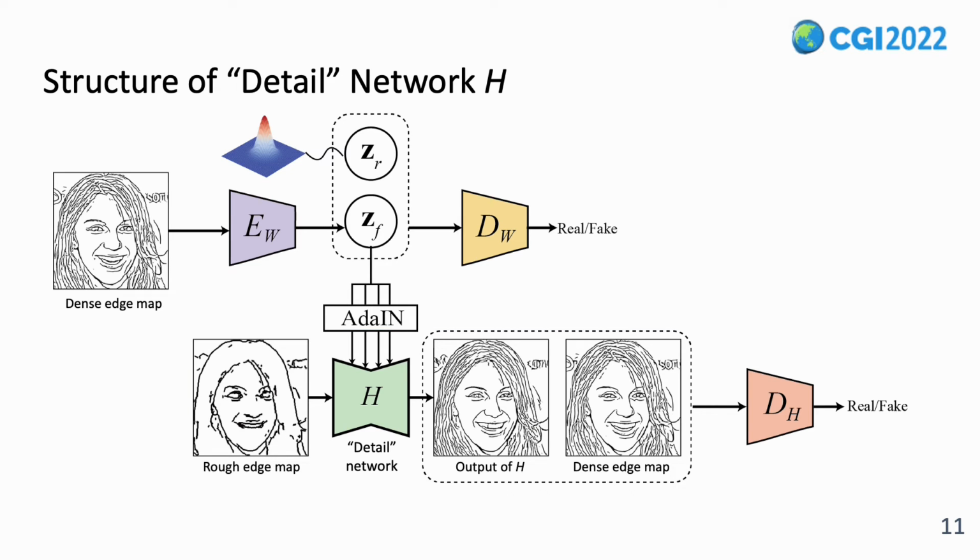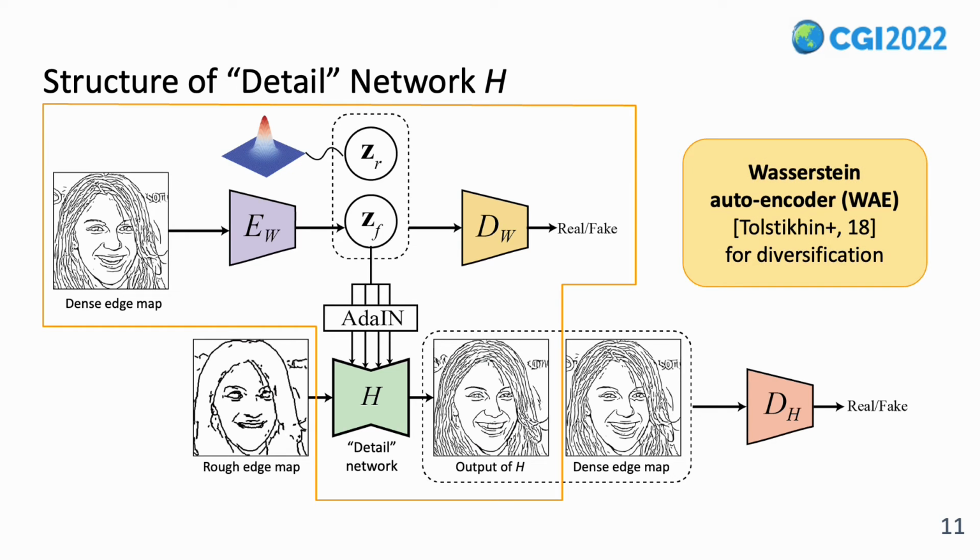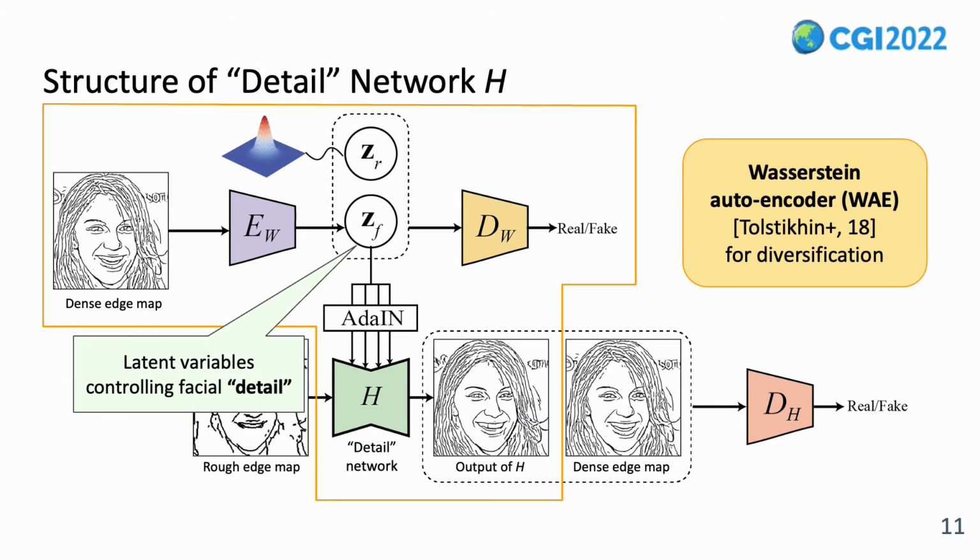We also used a technique called Wasserstein Autoencoder, or WAE for short, to diversify the output. EW is the WAE encoder and DW is the discriminator. WAE can make the detailed latent variable distribution follow the prior.